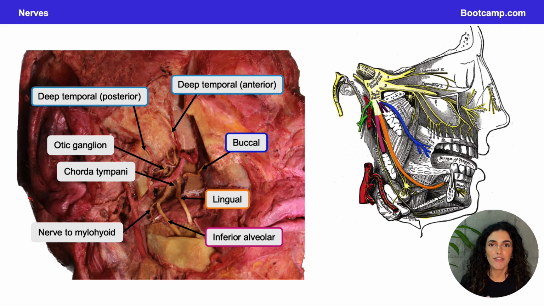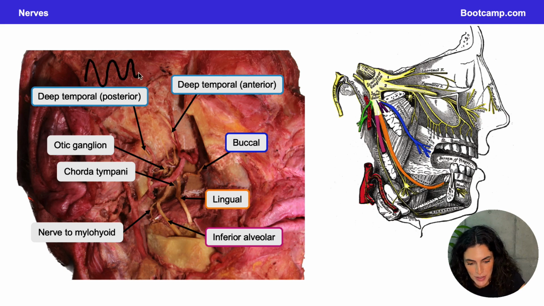So I mentioned that the main nerve of the infratemporal fossa is going to be the mandibular branch off the trigeminal nerve, or cranial nerve V3, but we also have our maxillary artery here, which will be the artery that provides the main supply. If you look at some of the branches of the mandibular nerve, we're also going to see the deep temporal posterior nerves and the anterior deep temporal nerves that will be traveling deep to the temporalis muscle.